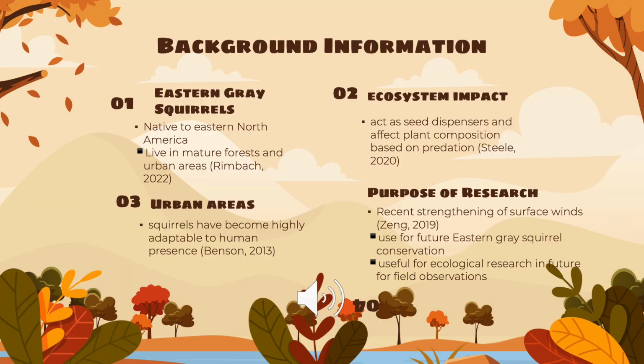Before tackling the research question at hand, we first need to discuss background information about eastern gray squirrels. We know that they are native to North America, and their habitats range from woodland forests to urban environments. They act as seed dispersers when they bury their seeds for the winter, and they also prey on and affect plant composition. Amidst increasing urbanization in recent years, squirrels have adapted to the increase in human presence.